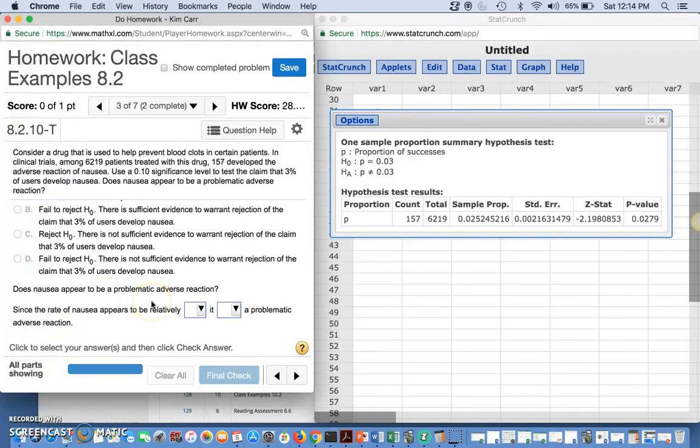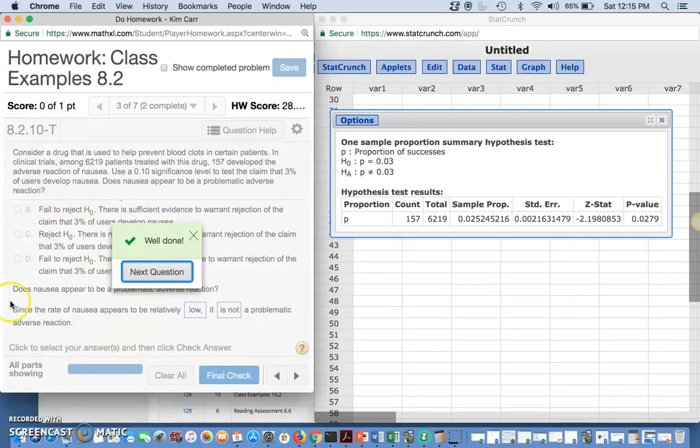Does nausea appear to be a problematic adverse reaction to this? Since the rate of nausea appears to be relatively low, it is not problematic. Okay.